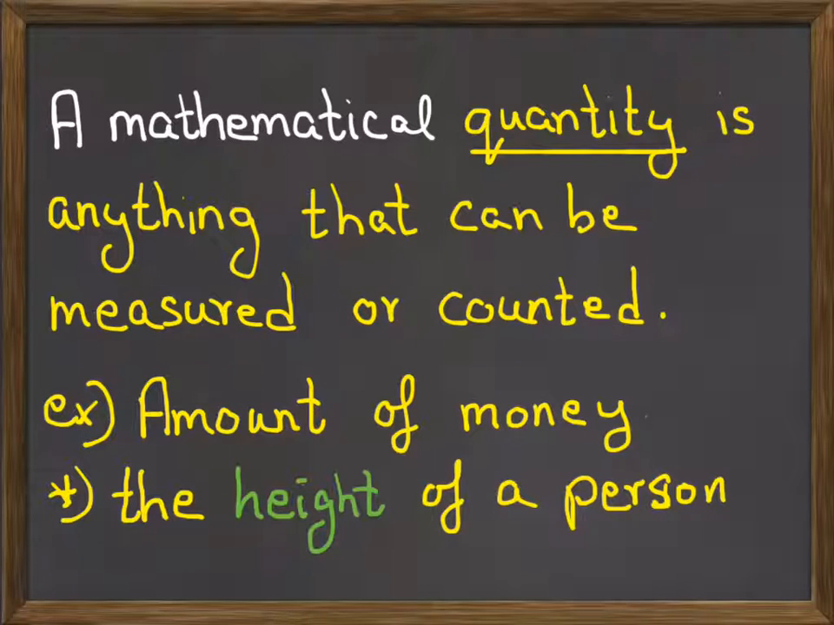A mathematical quantity is anything that can be measured or counted. So if you can count something or measure something in mathematics, it is called a quantity. For example, can you count the amount of money you have? Yes. So the amount of money is a mathematical quantity. Can you measure the height of a person? Yes. So the height is a mathematical quantity.